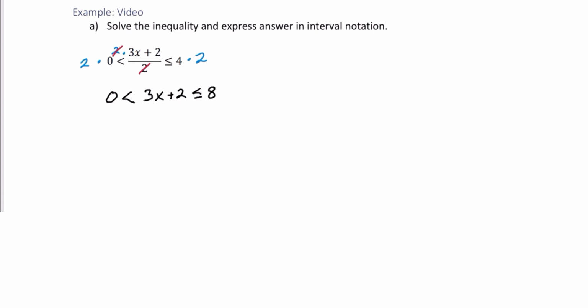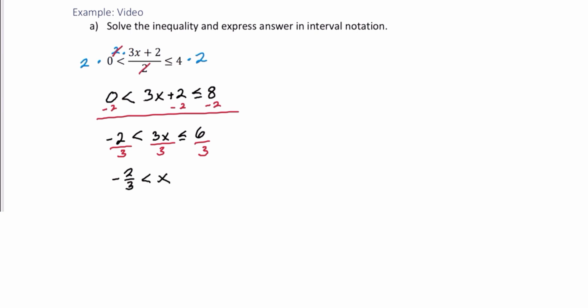Now, continuing to isolate the x in the middle, we need to subtract 2. Again, if we do it in the middle, we need to do it on the left and the right. Negative 2 is less than 3x is less than or equal to 6. Finally, we divide by 3. And again, if you do it in the middle, you have to do it on the left and the right. Negative 2/3 is less than x is less than or equal to 2.